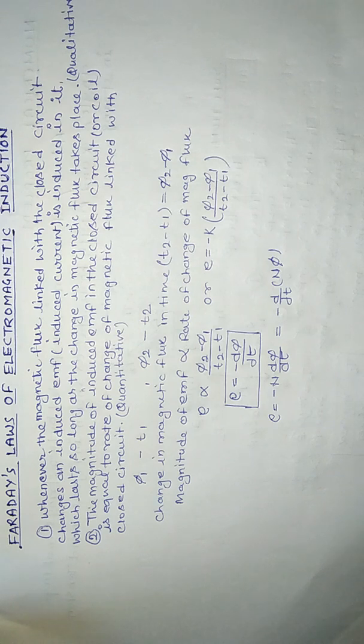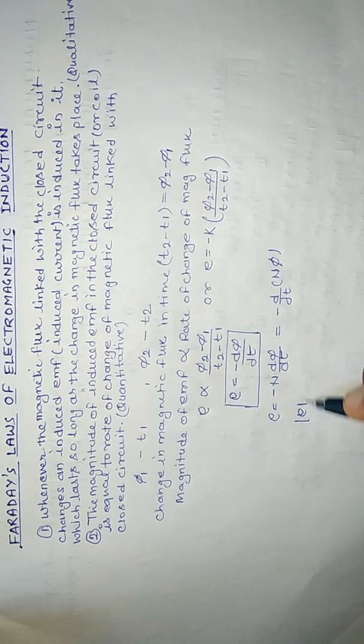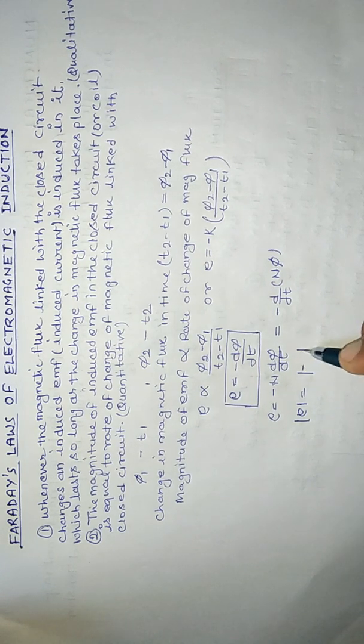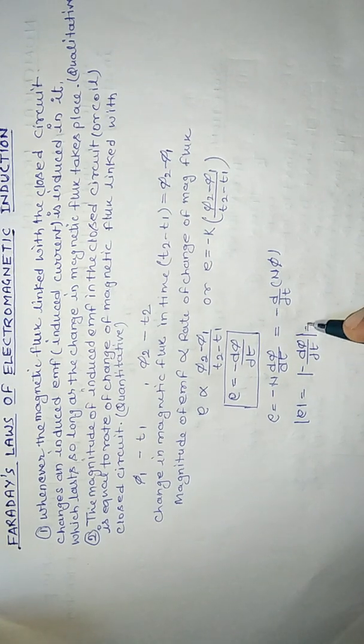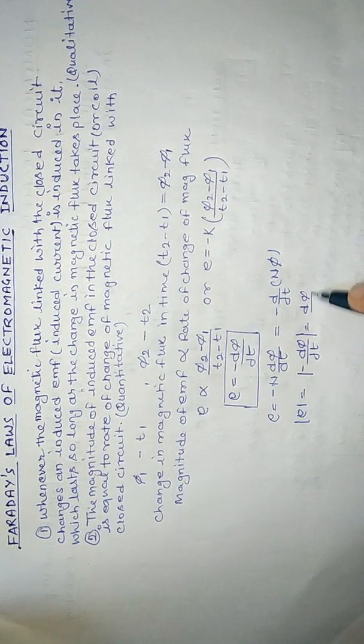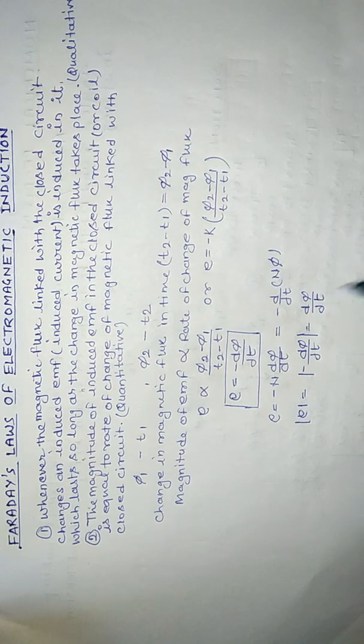Now if we talk about the magnitude, then the magnitude of induced EMF is given by the mod of minus d phi upon dt, so it will be equal to d phi upon dt.